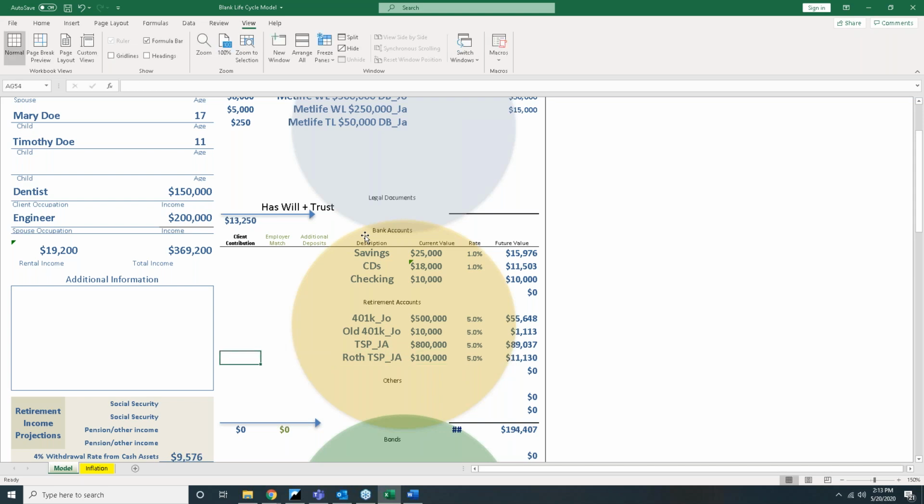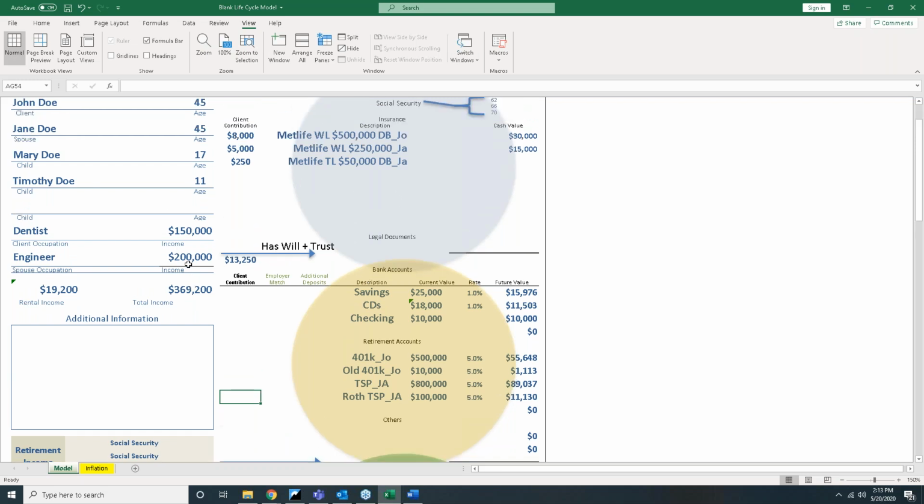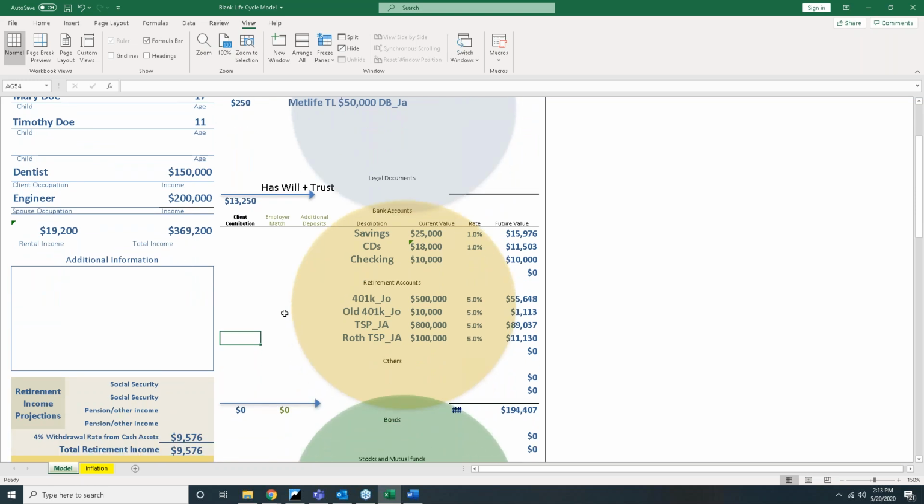Now, with people's TSPs, people usually can contribute to these. So what I will put here is what she's contributing. Let's say she's contributing about 12% of her annual salary. So that equals 200,000 times 0.12, so $24,000. And with these, the government matches a maximum of 5%. So we'll do the same thing, 0.05, because 0.5 would be 50%. So there we go. So now we have their contributions.